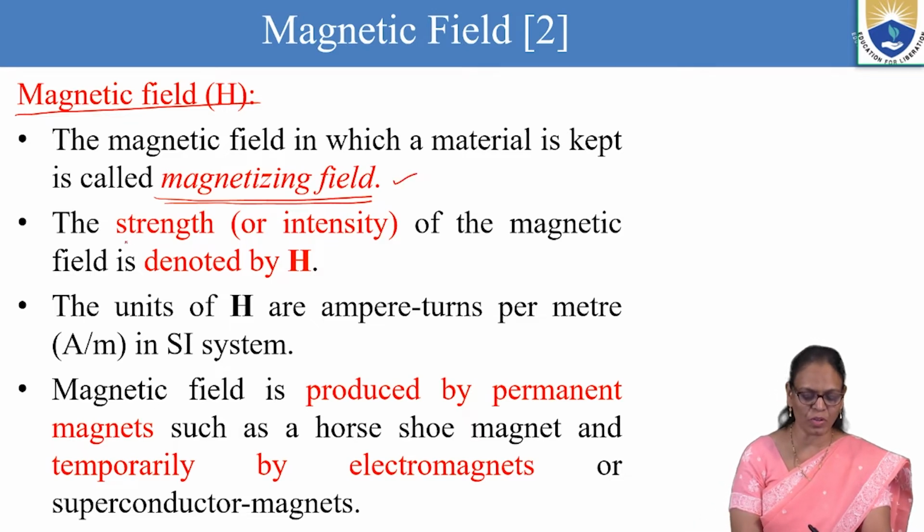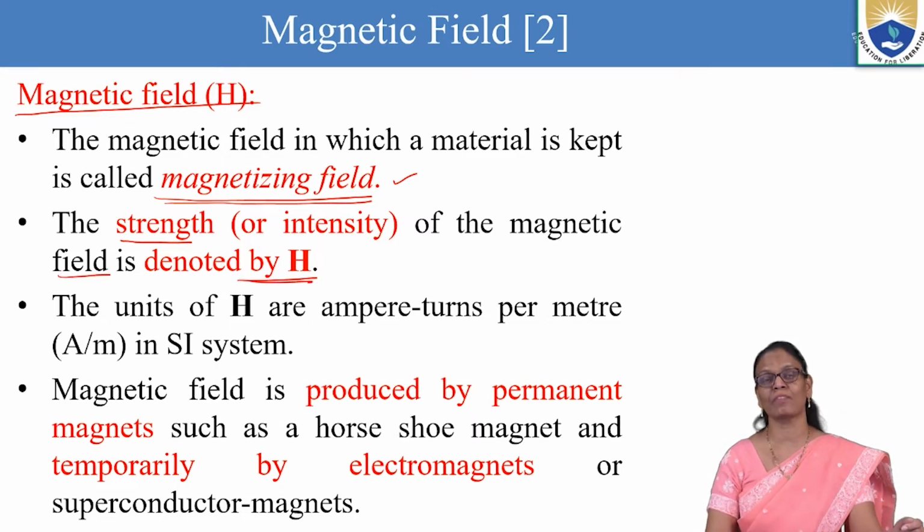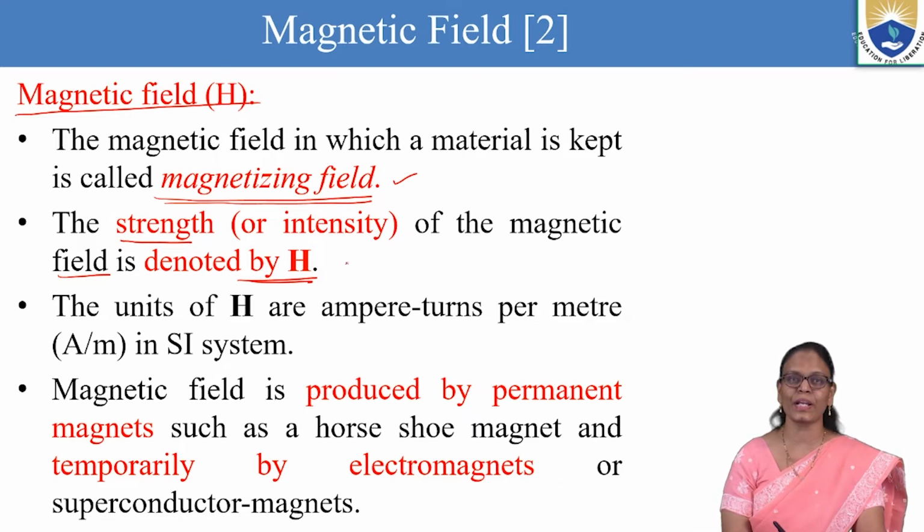The strength of this magnetic field is denoted by H. The strength of the magnetic field, we call it the intensity of the magnetic field or simply the magnetic field. It is denoted by H. And the unit in which we measure this magnetic field is ampere per meter.